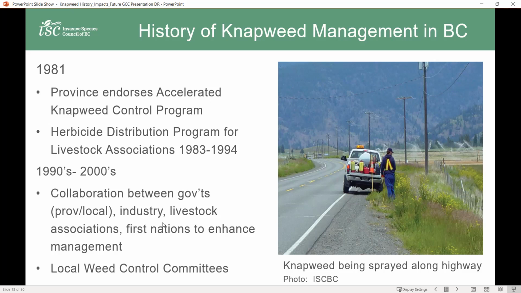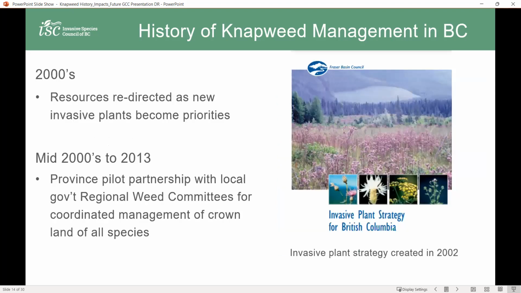So a lot of livestock associations were the sort of leaders in helping form local nonprofit regional invasive species or weed control committees. Around the 2000s, the resources were starting to be redirected as new invasive plants became more priority in the province. It wasn't just knapweed anymore. It was things like leafy spurge.